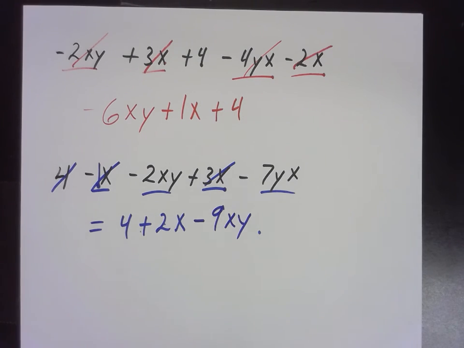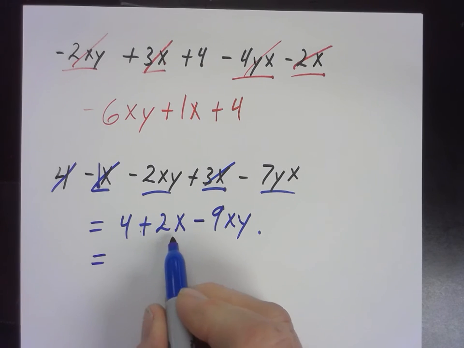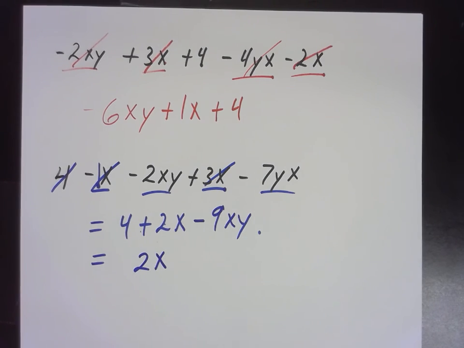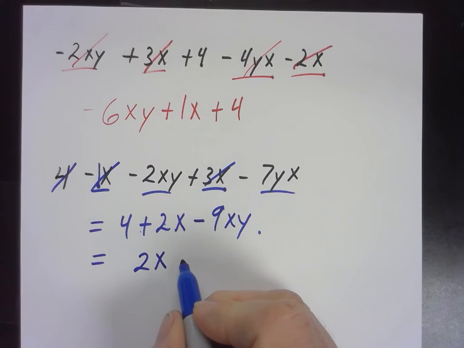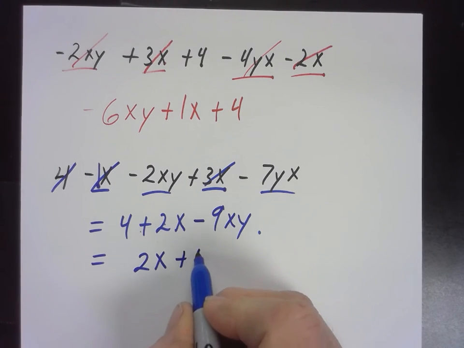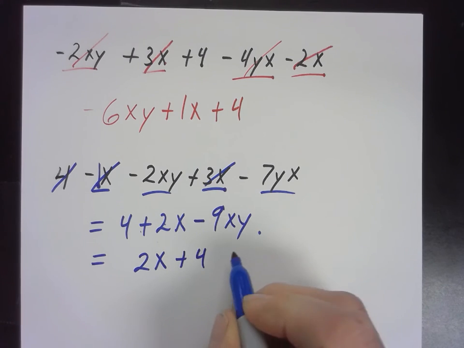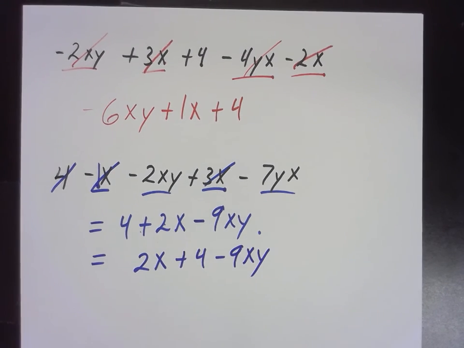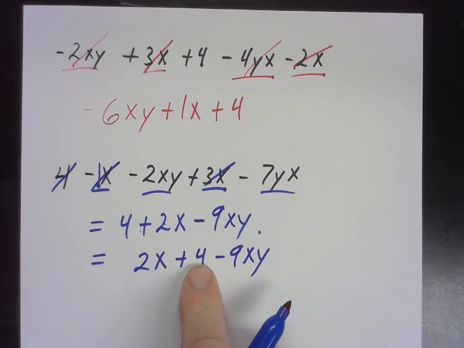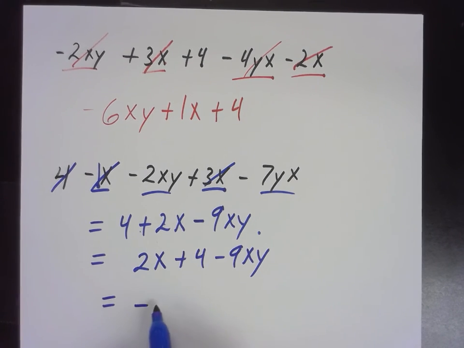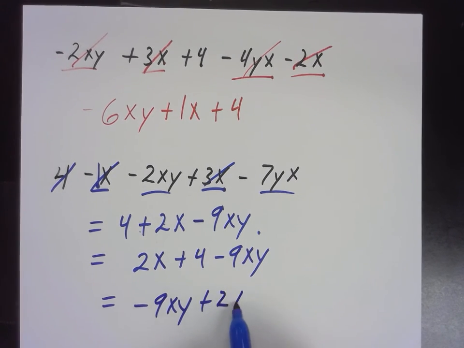Okay? So which one do you have first? I have the 2. Is it positive 2x? Okay. Then what? Plus 4. So you have a positive 4, and then you have a negative 9xy. Doesn't matter what order we have it in, as long as the 9xy is negative, the 4 is positive, and the 2x is positive, it's fine. That's something we've really got to remember. They all mean the same thing.